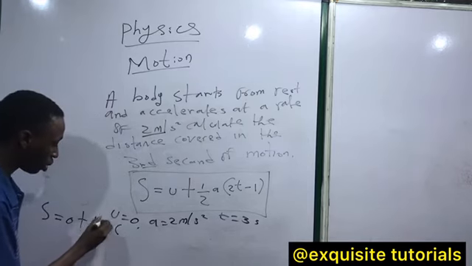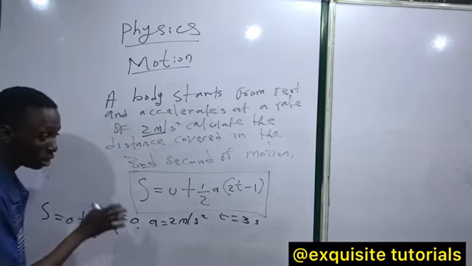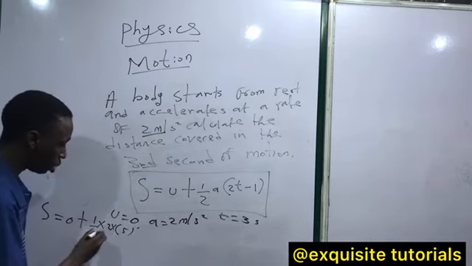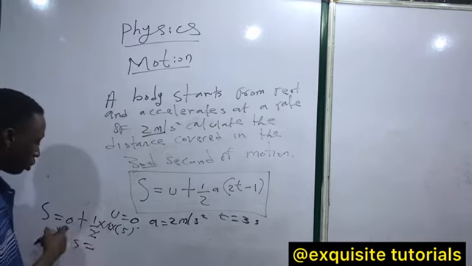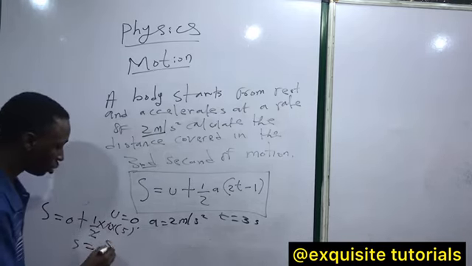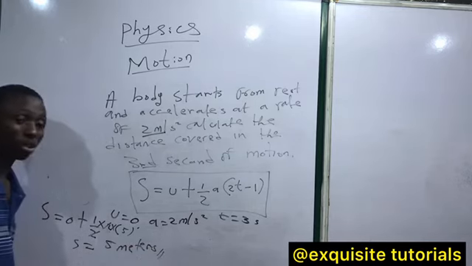Acceleration is 2. 1 over 2 times 2 times, what is t? 3. 2 times 3 is 6. 6 minus 1, 5. The 2 here will cancel the 2. So s is equal to 1 times 5, 5. 5 plus 0, 5. So s is equal to 5 meters. So that will give us the answer to the question.